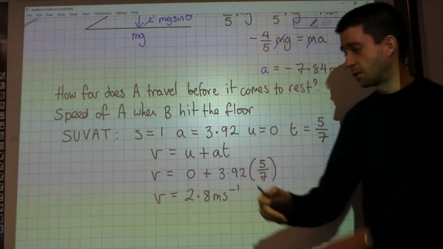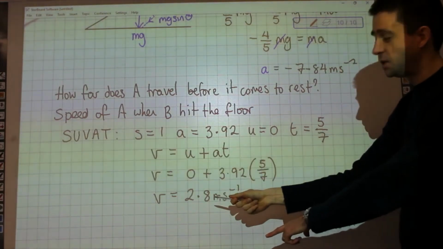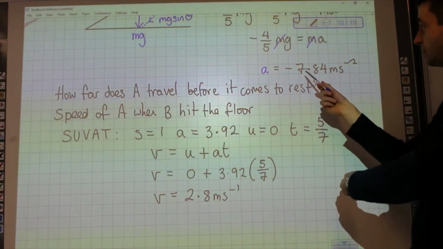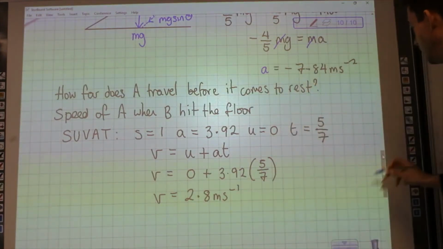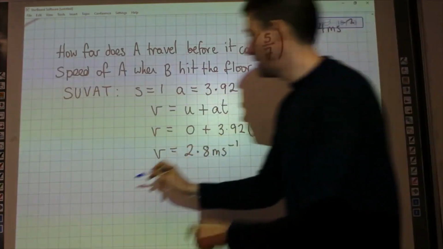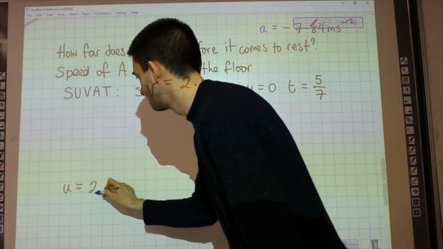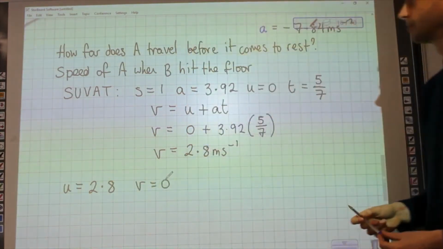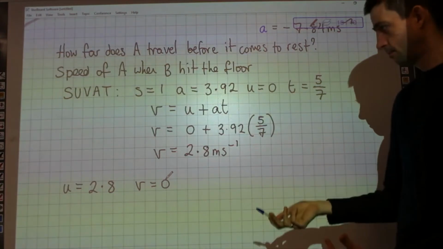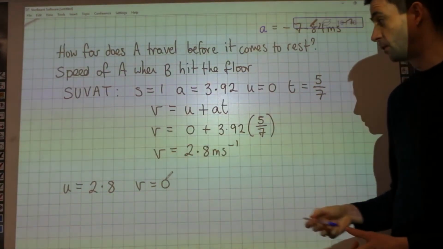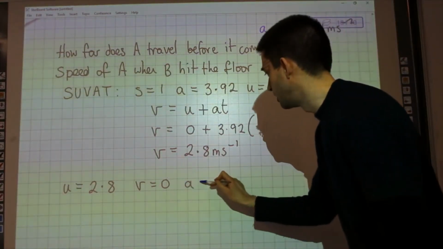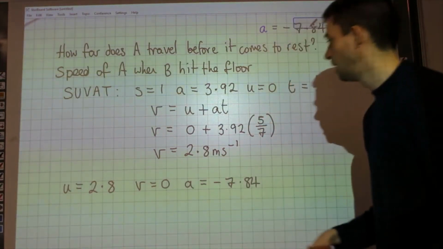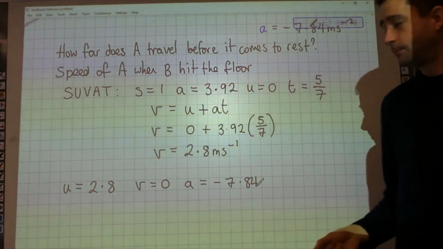So, when B hits the ground, A is travelling at 2.8 metres per second, at which point it starts to decelerate. It has acceleration negative 7.84. So what now happens is, V becomes U. Our final velocity now is 0, because we want to know when A comes to rest, how far have we gone. Our acceleration is negative 7.84, and we want to know the distance travelled.